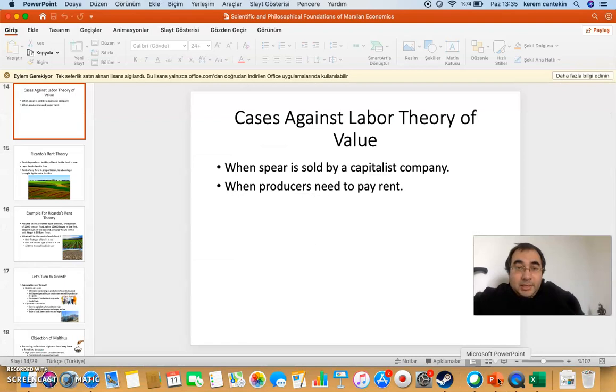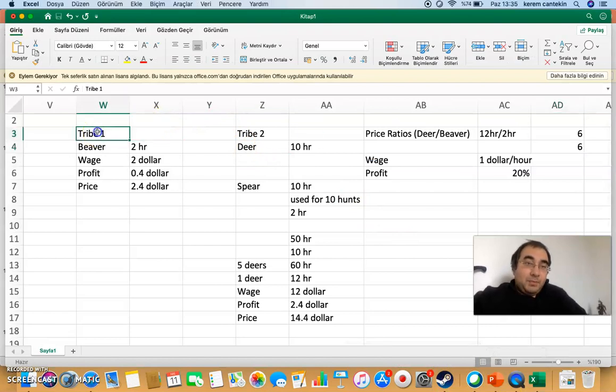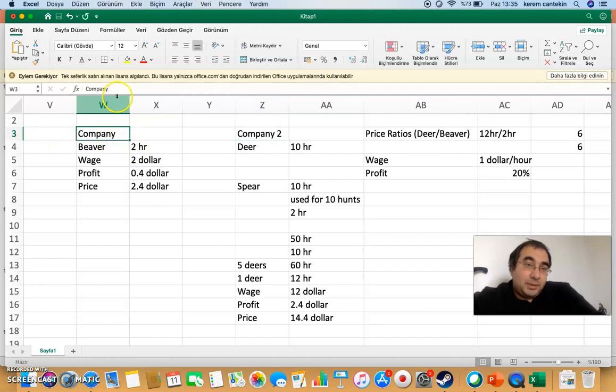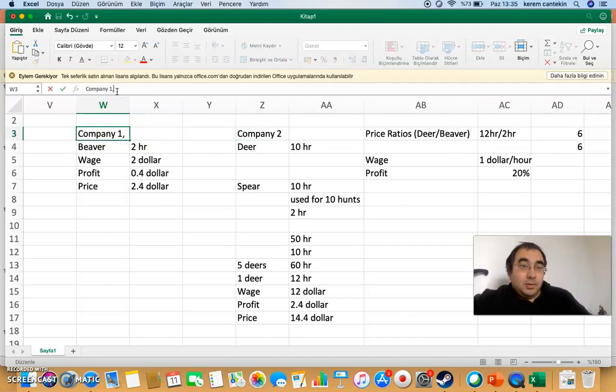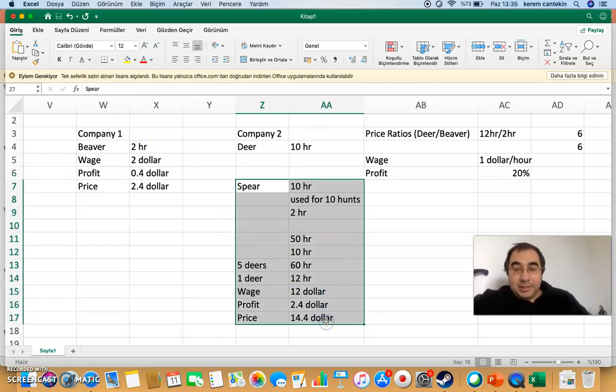Well, there are two cases when this number will change. In the second case, of course, instead of tribes, we now have companies, since now we have workers and capital. One case when things will change is when, instead of the spear being produced by company 2, we have a company 3 that is producing the spear.